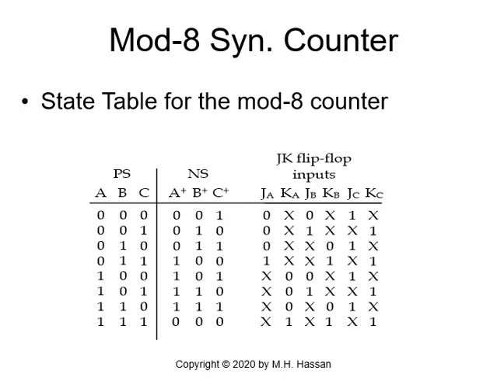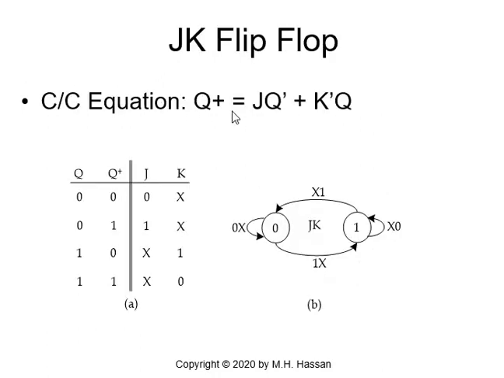What should we do? We look at the characteristic equation. Q plus is equal to J Q prime or K prime Q. Or we say A plus is equal to JA A prime, or KA prime A. So since the K-map is an A plus map, the A plus map could be divided into 2 maps. One is the A prime map to obtain J, and one is the A map to obtain K prime.